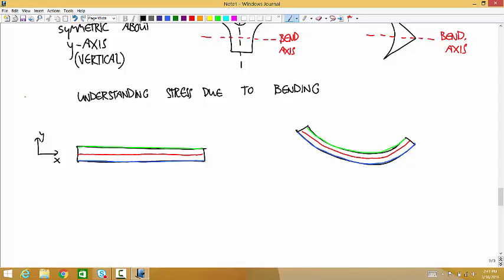Okay, so what happens to the length? What happens to the length of these 3 lines? That's the question, the new question. Green gets shorter, blue gets longer. Yeah, perfect. Exactly. That is the key, the 3 key things. Green gets shorter. Blue gets longer. And red stays the same length.